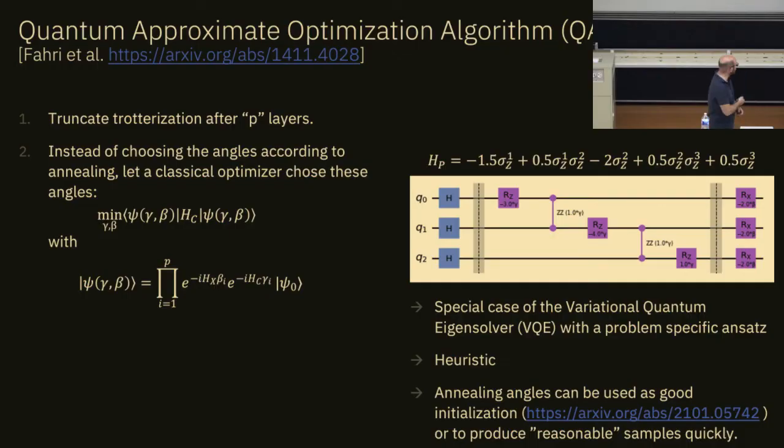All right, there's one interesting paper that was in the last bullet. If you can use these angles from adiabatic annealing as initial values for the optimization of QAOA, that can actually help, and it's usually a quite good starting point.